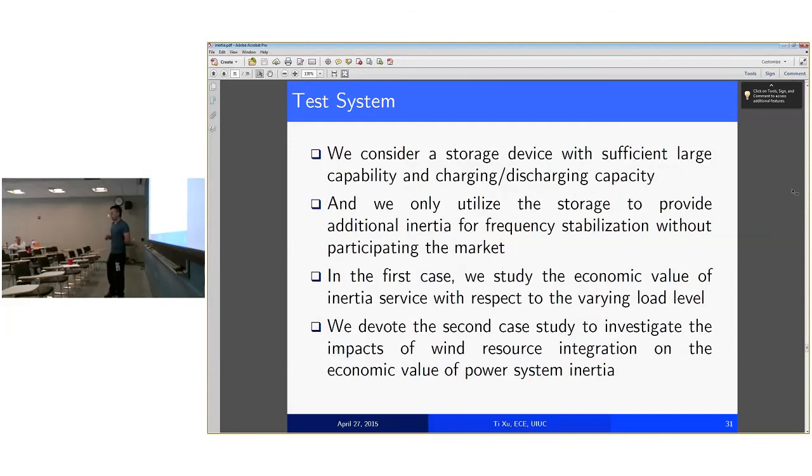First, I just want to show how I can determine the economic value of the inertial services. And in the second study, I want to investigate the impacts of the wind resources and how the time-varying nature affects the economic value of the inertia.